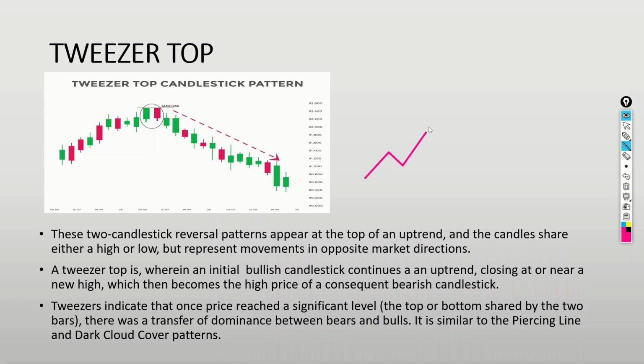So when you have a clear uptrend like this, we normally get candles which have similar bodies. They might have the same wicks, okay? And then after formation of those candles, we get a change in trend from an uptrend to a downtrend. That is what we call the tweezer top. So it occurs in an uptrend. When it is formed, you change a trend from bullish to bearish.